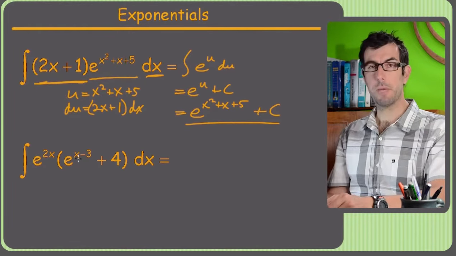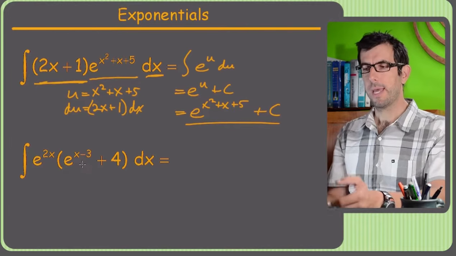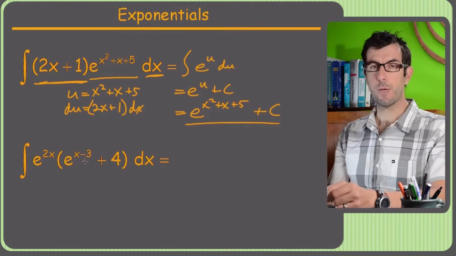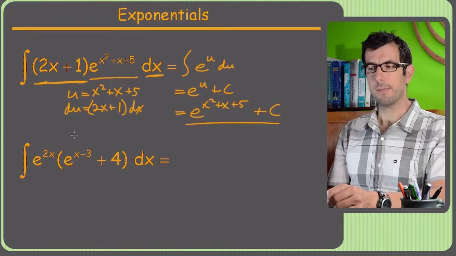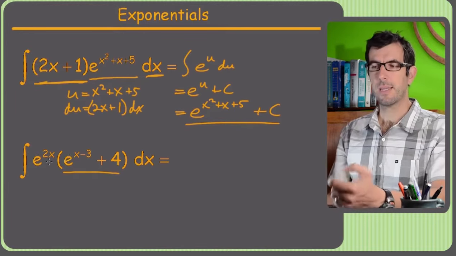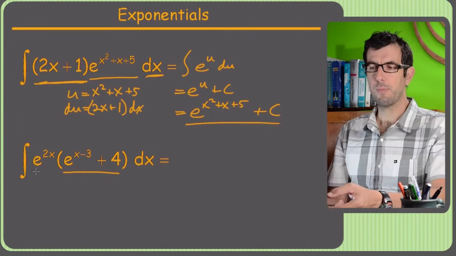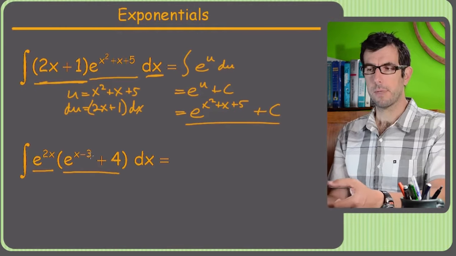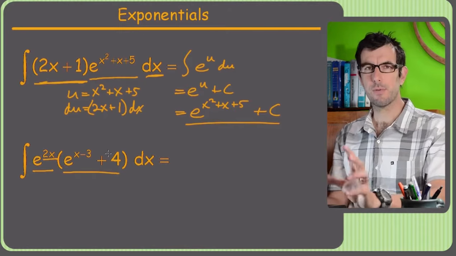All right, this bottom one, you might be thinking the same thing would happen, except the problem is it's not quite that simple. We've got some irregularities here. If you made this your u, then your du would have an e to the x minus 3 in it, not an e to the 2x. And of course, if you made this your u, that wouldn't work either. Or if you made the 2x your u, the derivative of 2x is not e to the x minus 3. So nothing matches up here.